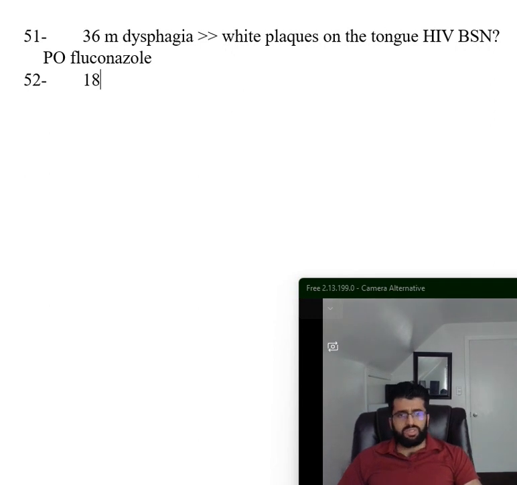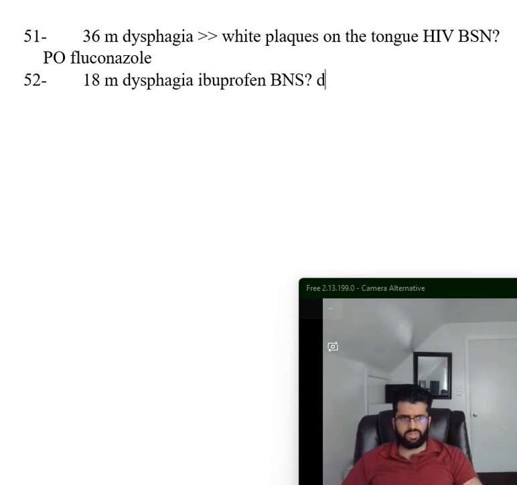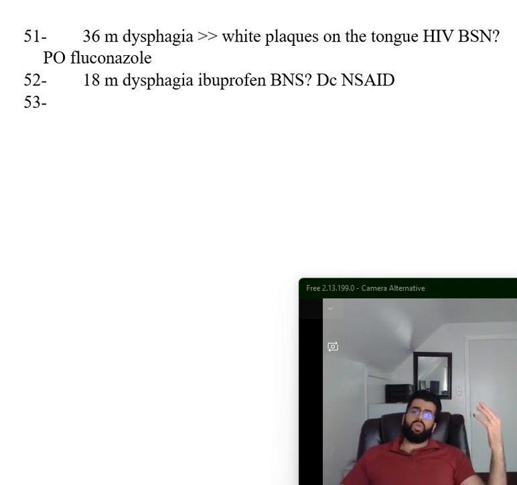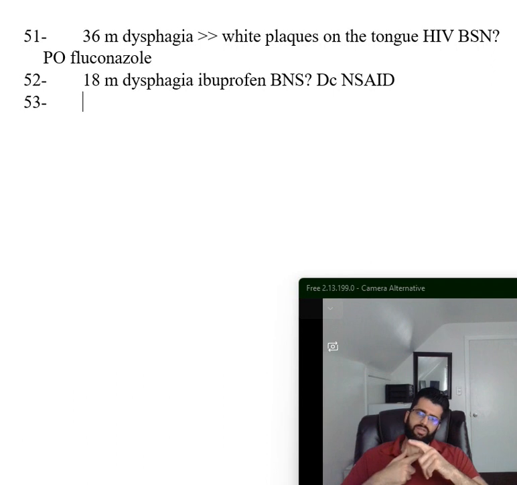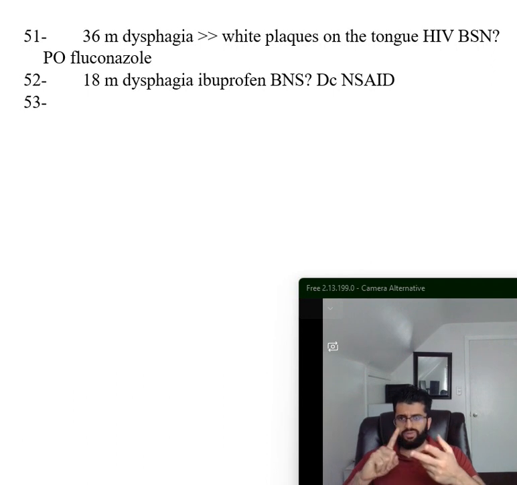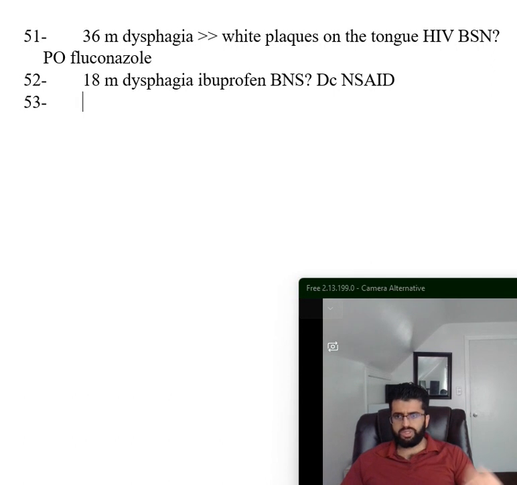So now you have an 18-year-old man who comes in with pain with swallowing, okay, dysphagia as well. Taking ibuprofen. What's the best next step? Discontinue ibuprofen, the NSAID. So this is pill-induced esophagitis, medication-induced esophagitis. Now you could ask me, is NSAID the only one that causes esophagitis? Of course not. Potassium can cause esophagitis, also tetracycline, iron, and bisphosphonates. These all can cause esophagitis, usually due to localized chemical injury to the esophageal mucosa.